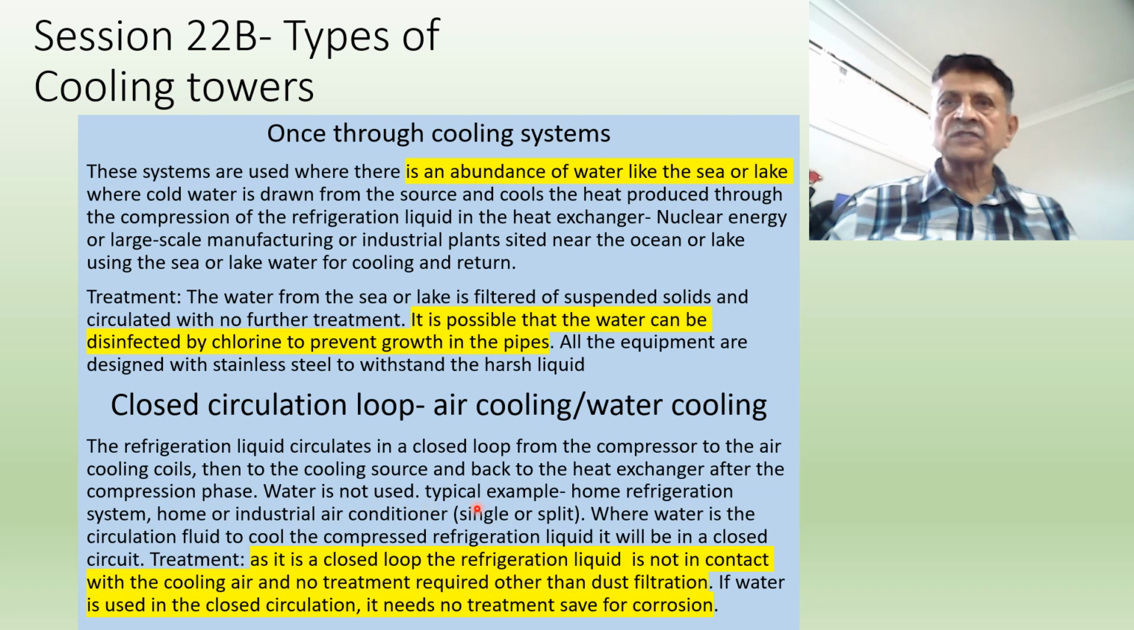But where water is used as the circulation fluid to cool the compressed refrigeration liquid, it will be in a closed circuit. As it is a closed loop, the refrigeration liquid is not in contact with the cooling air, so no treatment is required other than dust filtration of the system. If water is used in the closed circulation system, it also needs no treatment, but it might eventually cause some corrosion, so we might have to have some corrosion inhibitors if the water is substantially acidic or above pH 7.